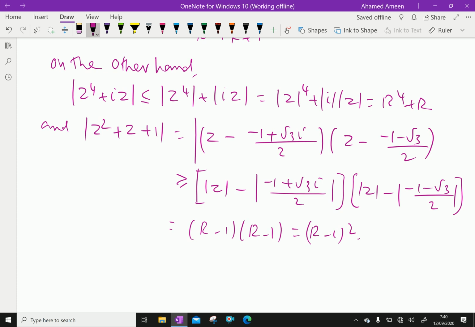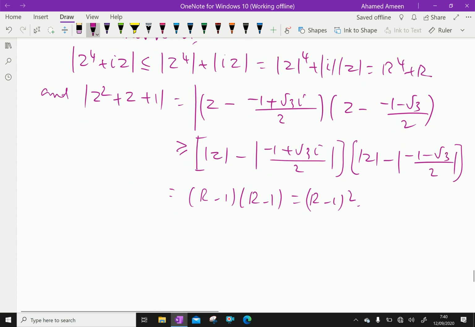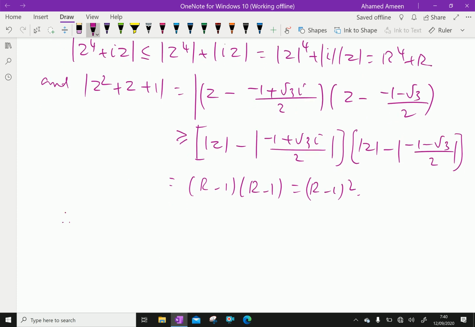Therefore, we can finally write the result. Modulus of (z power 4 plus iz) over (z square plus z plus 1) is lesser or equal to (r power 4 plus r) over (r minus 1) the square. Hence proved.